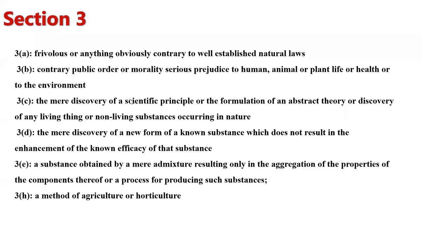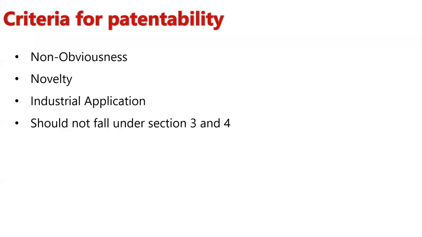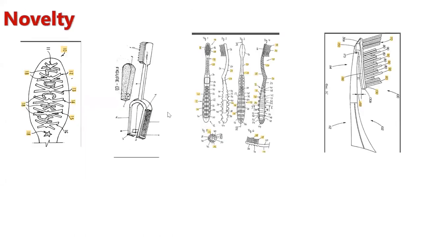So what is non-obviousness and what is novelty? For example, if I say toothbrush, I will say as an inventor that I invented the toothbrush. But saying toothbrush doesn't mean that it's patentable. You see the example here, I'm showing some drawings, all related to the toothbrush, but in each drawing some unique feature is added. So this shows the novelty of this product. Because of this special design, it has novelty. So it is patentable.